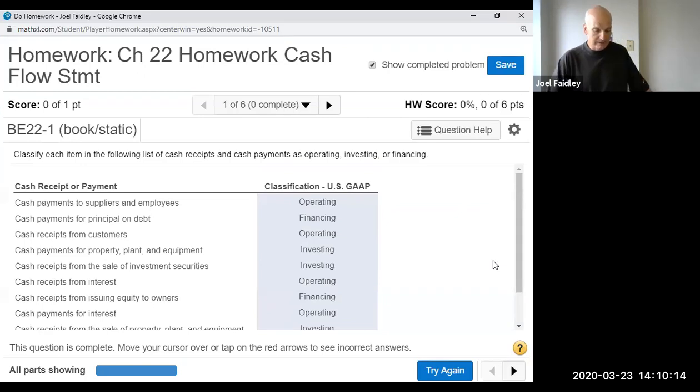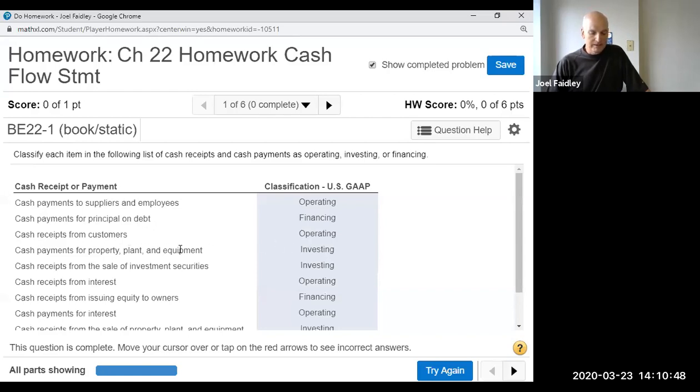I don't know if I really need to belabor the point on this, but you always want to look at the title there for what's the account title that I'm impacting. Cash payments to suppliers and employees. That sounds like your ongoing business, right? Accounts payable. Wages payable, that's got to be operating. Those are current liabilities. Cash payments for principal on debt. Sounds like financing because that's a long-term liability, isn't it? Yes. Cash receipts from customers. Sounds like accounts receivable, so that's got to be operating.